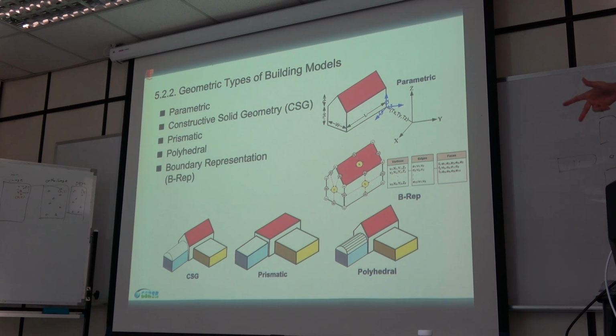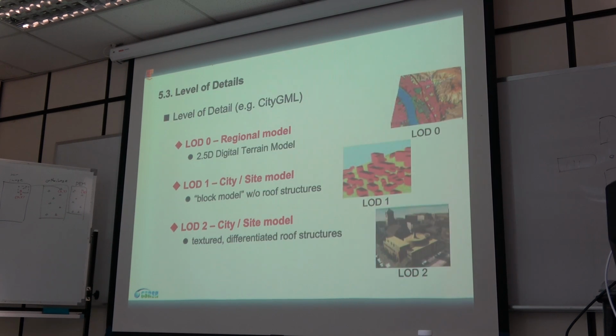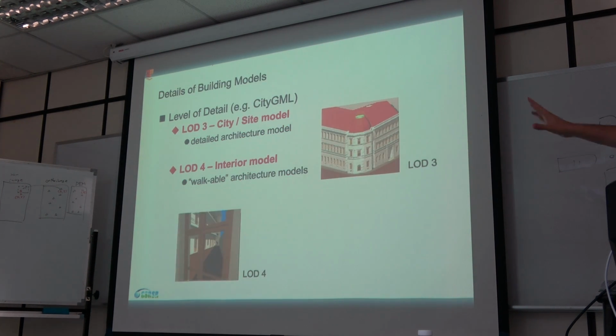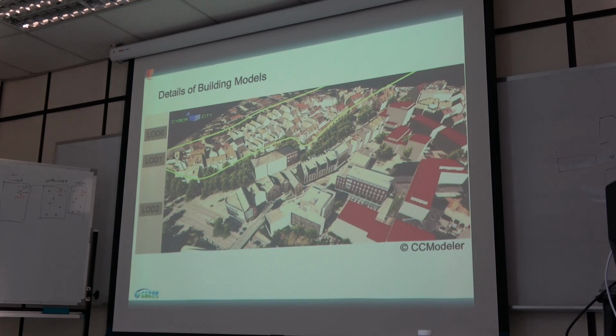Here are some ways you can describe the building model, and you can take a look by yourself. But one important thing is the level of detail introduced by CityGML. Level 0, level 1 is like a block model. Level 2, you have some building rooftop objects. And level 3, you have the windows and the doors. Level 4, you can go inside the building. So that's the CityGML standard. However, they are refining it. They will have a new level of detail for the next version of CityGML. So this will be refined, just for your information.